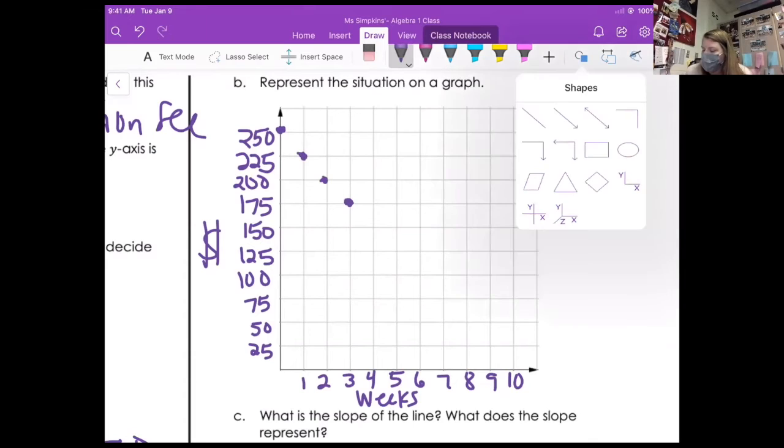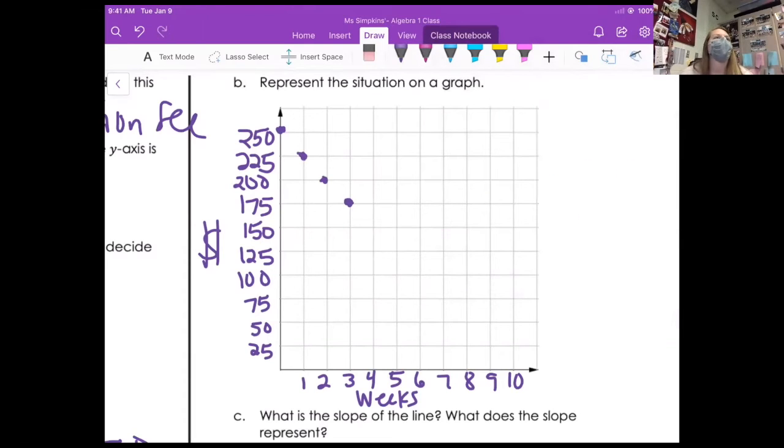Before you draw your line, does this line need arrows? So what's going to happen down here at 10 weeks? You don't have any dollars. So would I put an arrow down there? No, you can't spend money if you don't have money.